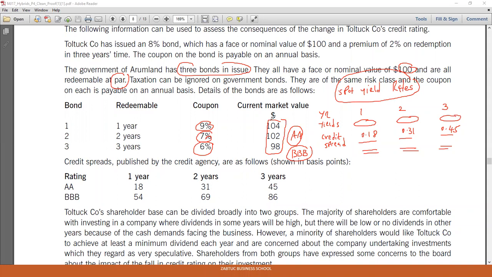So with these market values and these coupon rates, you could find the discount rates, and those are the annual spot yields that you're looking for. You could find the discount rate which will equate these cash flows to that market value. So this is exactly a question that we did in class.